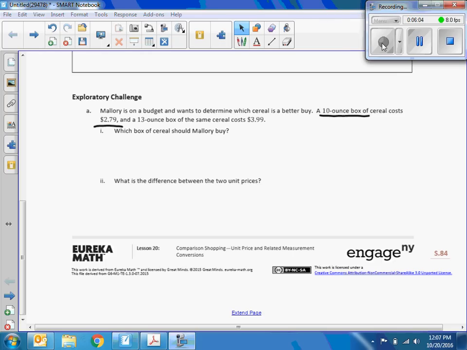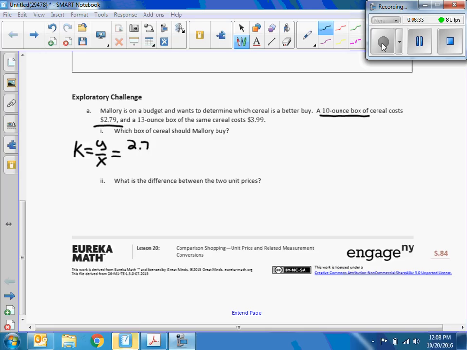There are a couple different ways we can do it, but I am going to determine how much per ounce. I want to know the unit price. Okay, so in order to find the unit price, K equals y over x. It equals y over x.